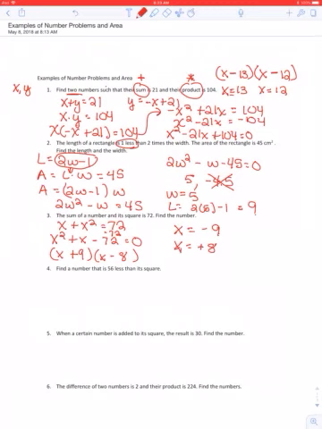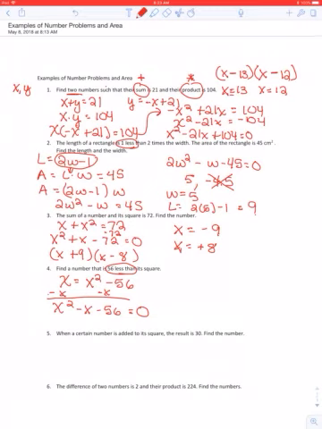Okay, find a number that is 56 less than its square. So the number is 56. Remember, less than, we have to switch it around. 56 less than its square, which, putting this in standard form, would make x squared minus x minus 56 equal to 0.